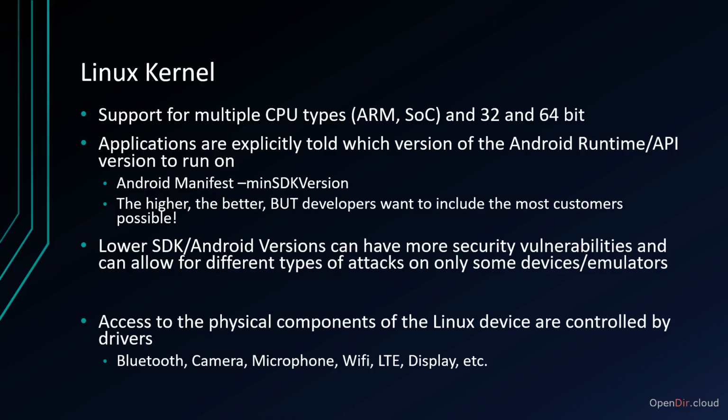Obviously, from a security perspective, based on that Linux kernel picture I just showed, the higher the API version, the better from a security perspective, because we're building on the experience of the Android operating system, right? But the trade-off there is that developers always want to try to include the most customers possible. So if we allowed an application to run on, say, Android runtime version 1 all the way up to the most recent version, we'd be including 100% of the marketplace, right?